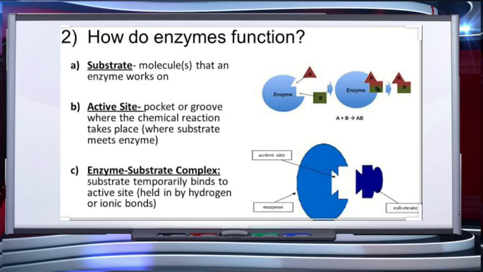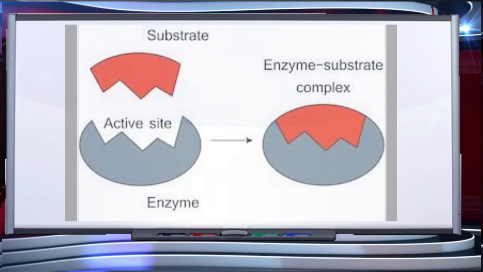The substrate temporarily binds the active site, held by hydrogen or ionic bonds. The binding of the substrate induces the enzyme to alter its shape, fitting more tightly around the substrate. The active site of the enzyme, now in close proximity of the substrate, breaks the chemical bonds of the substrate and the new enzyme product complex is formed. The enzyme releases the products of the reaction and the free enzyme is ready to bind to another molecule of the substrate and run through the catalytic cycle once again.